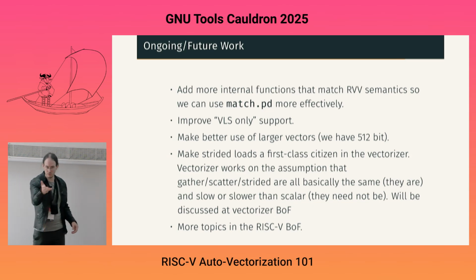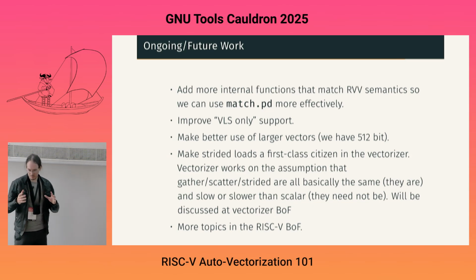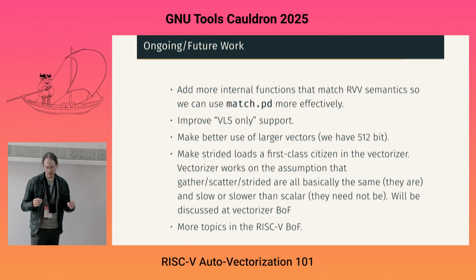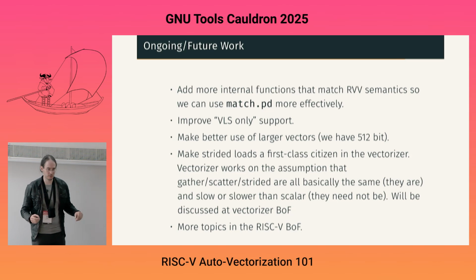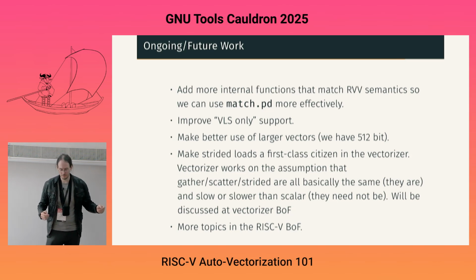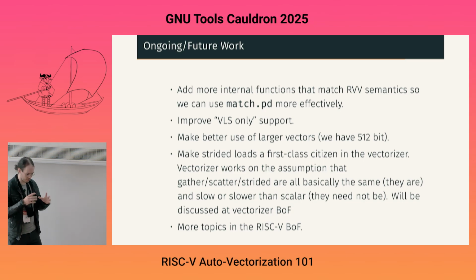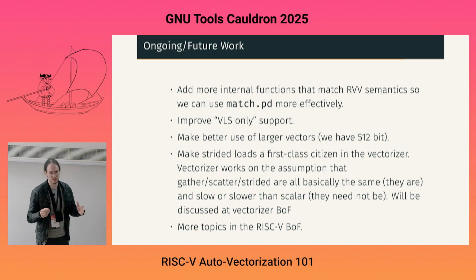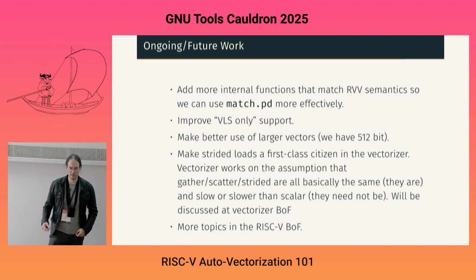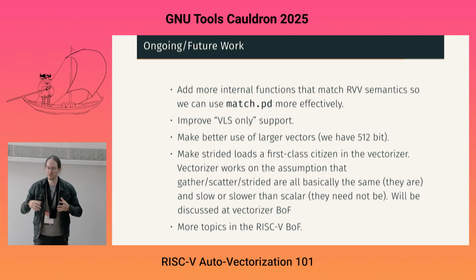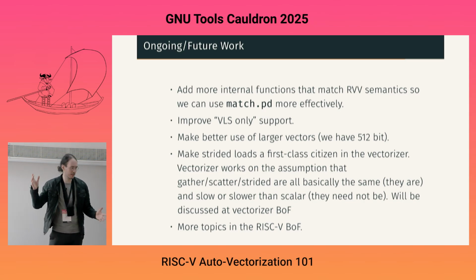Improve the VLS-only support, what we discussed, as there are certain bugs there. The next point is a general one, but for us it's interesting because we have a large vector unit, 512 bits. So the vectorizer right now cannot, for certain loops, properly make use of large vectors, but tends to prefer smaller ones due to certain design decisions that we don't need to discuss right now.